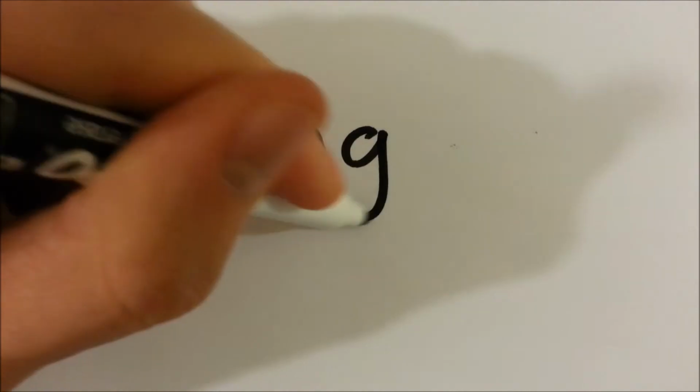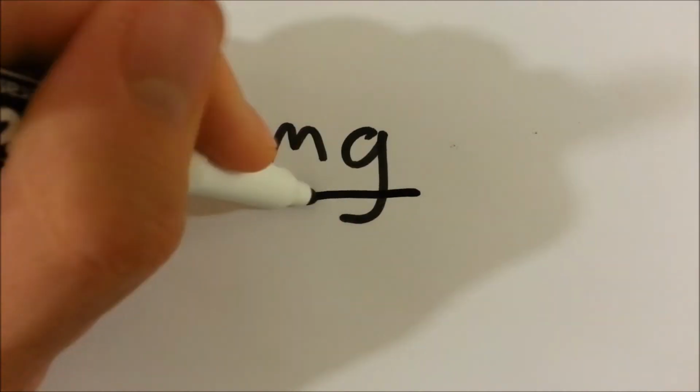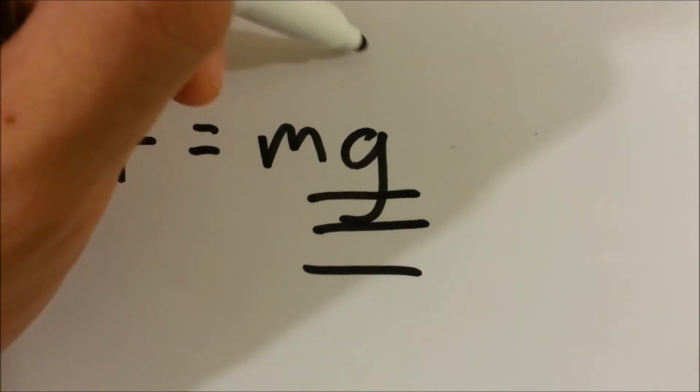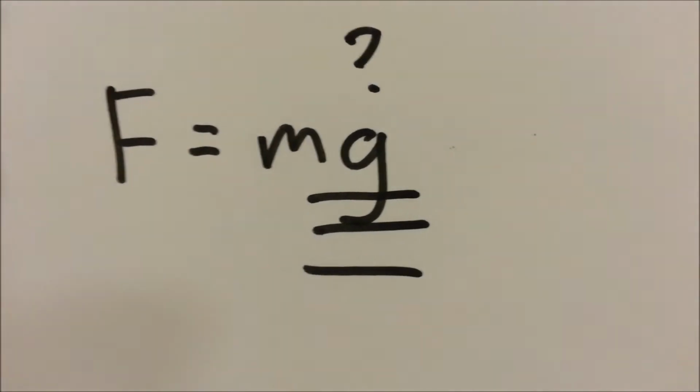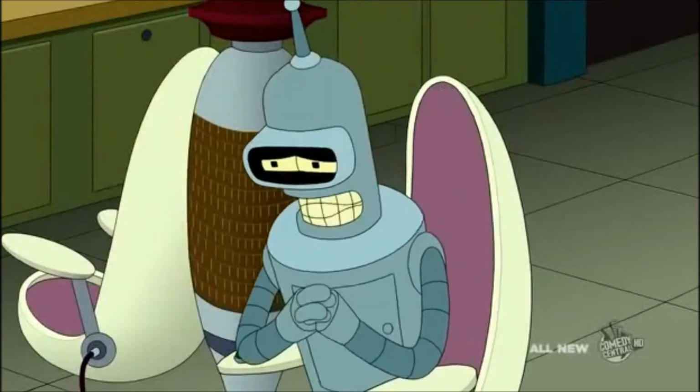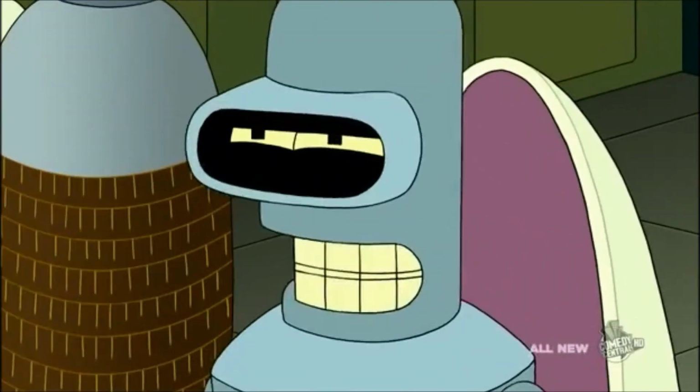We know from before that the weight of gravity looks something like this. But this looks different than what we learned about before. So what is this little g? I'm afraid we need to use math.